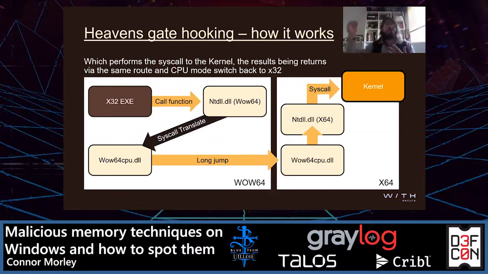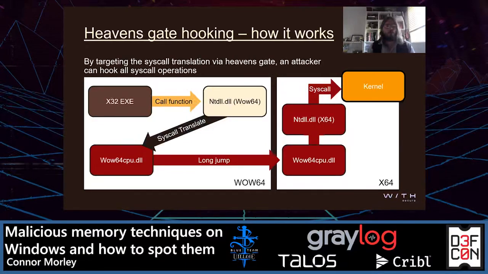The response will then be fed back down the same pipe. A long jump will be made back into x32, back to the NTDLL WOW64 instance, and then back to the x32 process. And that's rudimentary how Heaven's Gate works and how WOW64 syscalls are conducted. But if a hook is implemented on Heaven's Gate within WOW64 CPU, all of this becomes compromised.